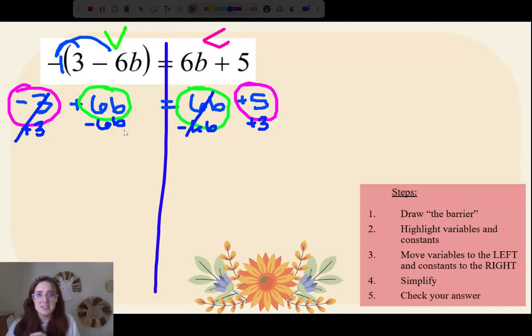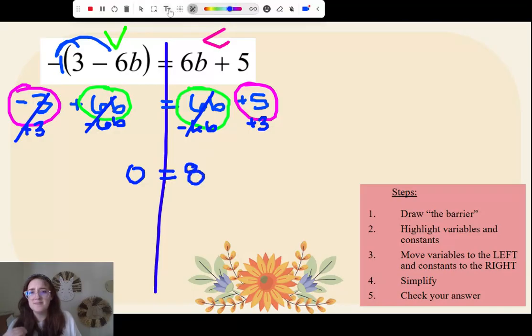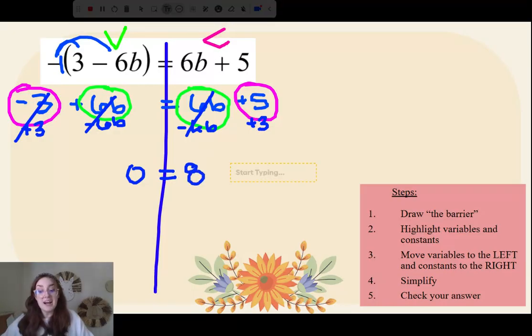6b minus 6b, and if it's a little tricky, think about it in terms of like food or an object, right? 6 cookies, take away 6 cookies. They're gone, they cancel, leaves us with 0. And let's see, 5 plus 3 is going to be 8. And again, same idea as before. We're asking ourselves, is this a true statement?